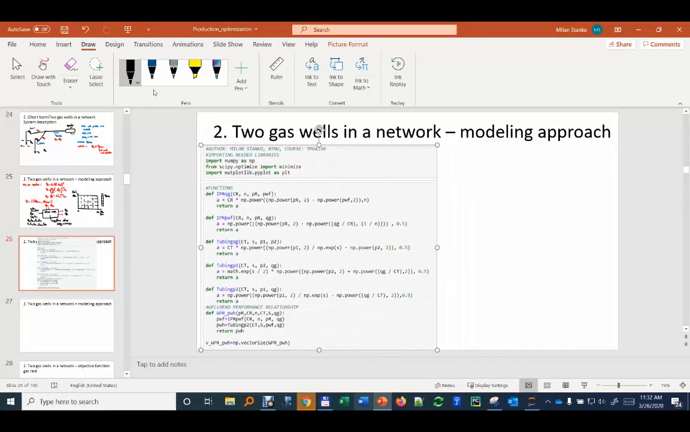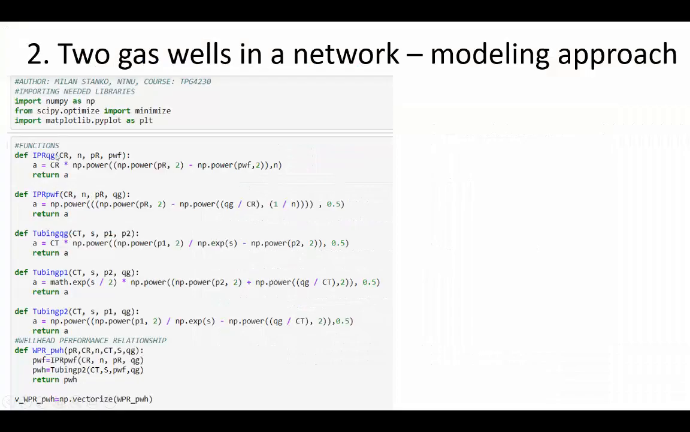Okay, and you see we have IPR, giving you the rate if you specify the pressure, or giving you the pressure if you specify the rate. After that, you have the tubing, giving you rate, or giving you P1 or P2. So all of these I have combined in the wellhead performance relationship.